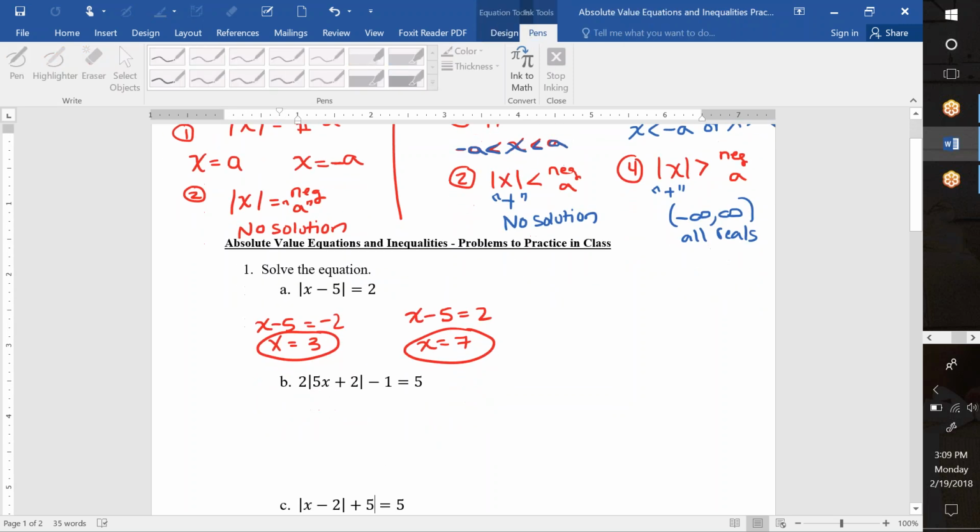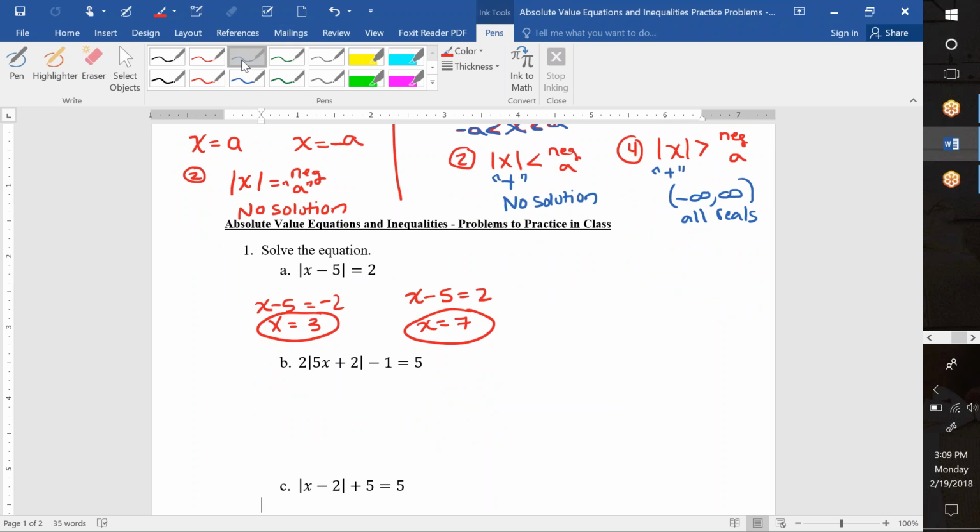When we look at B, we notice that this one is not isolated, so we have to do some stuff first. So we're going to add 1 to both sides. So this will be 2 absolute value of 5x plus 2 equals 6. By the way, you cannot distribute a number inside of an absolute value. It doesn't actually hurt anything if it's a positive number. It does make things go bad if it was a negative. So anytime we have a number out front, we always just divide it over. So this would be absolute value of 5x plus 2 equals 3.